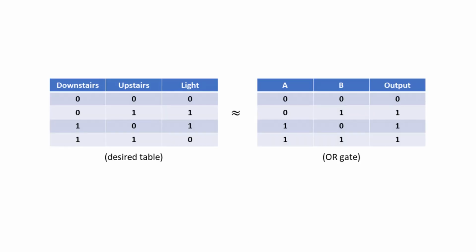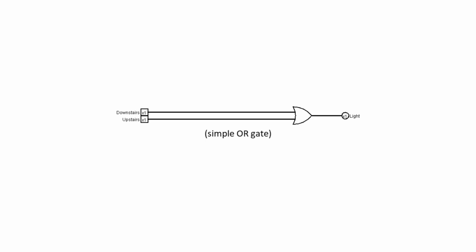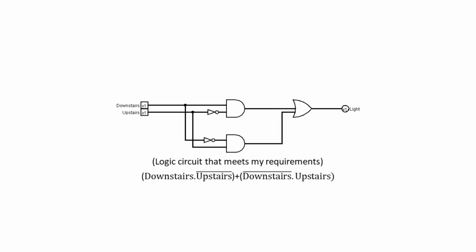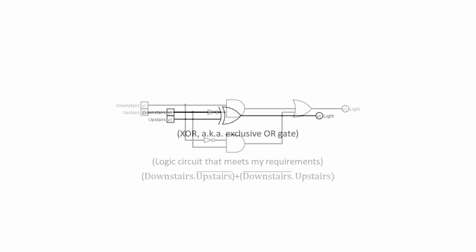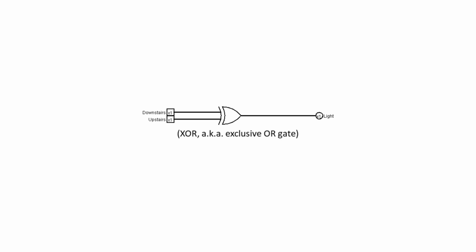So I first observed that my table was quite similar to the OR table, but I added a few things before the OR gate to fulfill my requirements. The resulting circuit can be summed up as A and not B, or not A and B. This is actually something called an XOR gate, also called an exclusive OR gate, and is represented by the OR gate mentioned previously with a curved line before it.